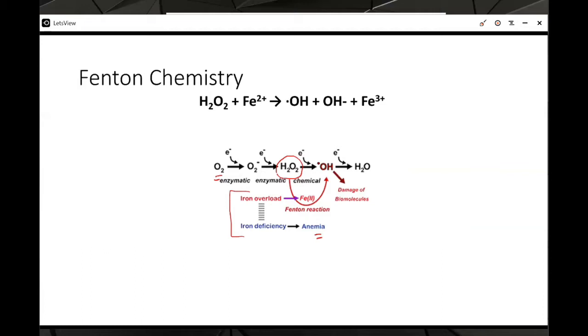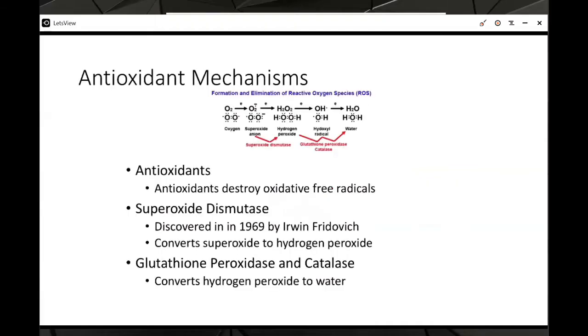It can be bad again if you don't have enough iron. All these proteins or enzymes that rely on these irons aren't going to be able to do what they're designed to do. But with iron overload and too much iron, this is what leads to the Fenton reaction or Fenton chemistry, which gives rise to that hydroxyl radical that is so damaging of biomolecules.